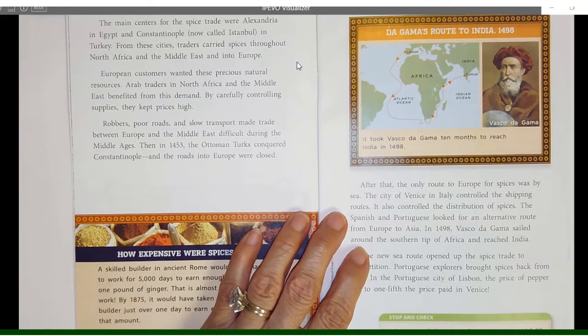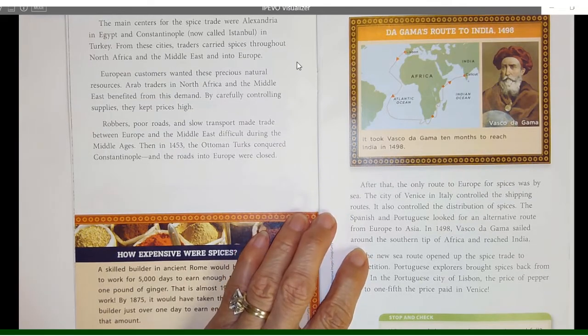Moving on, the main centers for the spice trade were Alexandria in Egypt and Constantinople, now called Istanbul, in Turkey. From these cities, traders carried spices throughout North Africa and the Middle East and into Europe. European customers wanted these precious natural resources. Arab traders in North Africa and the Middle East benefited from this demand by carefully controlling supplies. They kept prices high.